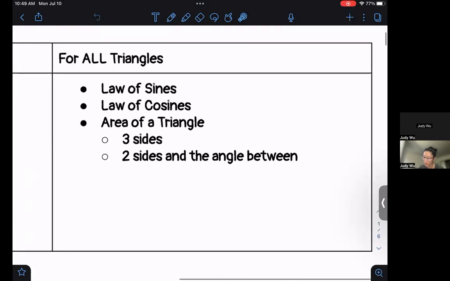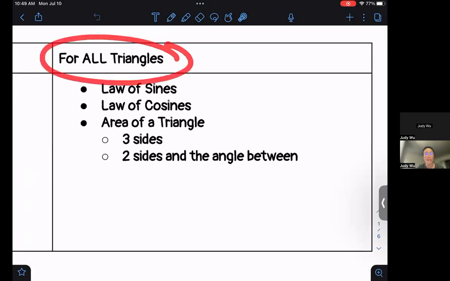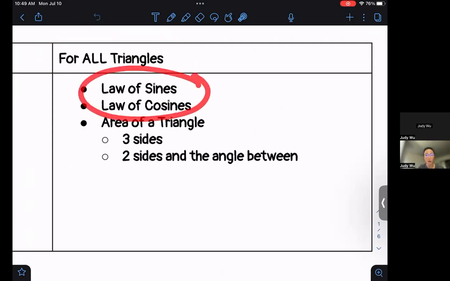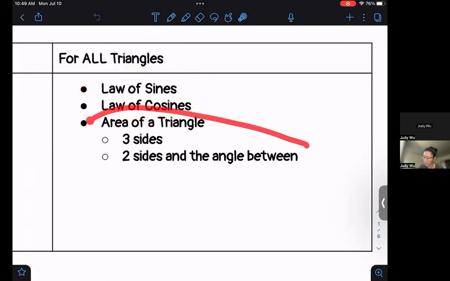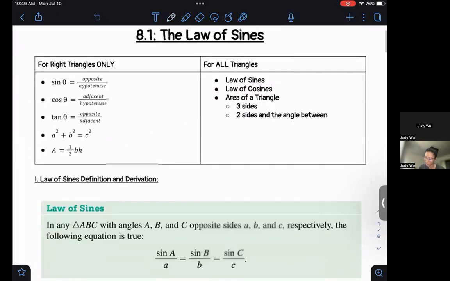But what we're going to talk about in 8.1 and actually 8.2 is we're going to expand our understanding to all triangles. So it doesn't even have to be a right triangle anymore. And the rules that we're going to take a look at are the law of sines and the law of cosines. And then in 8.2, we'll take a look at the area of a triangle where it's not even a right triangle. All right, so let's get started.